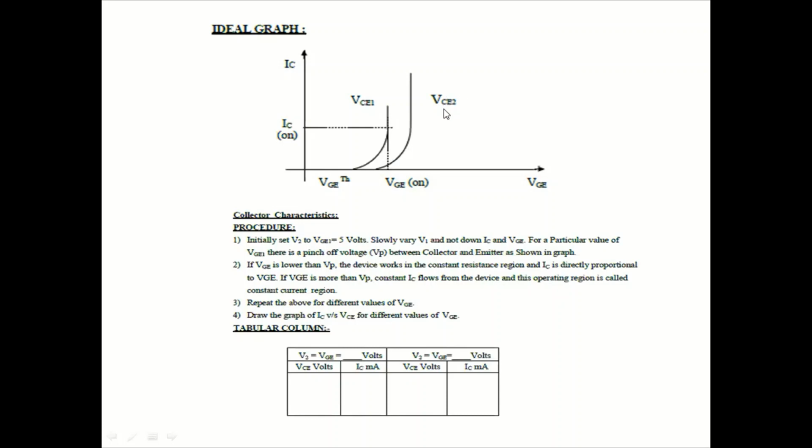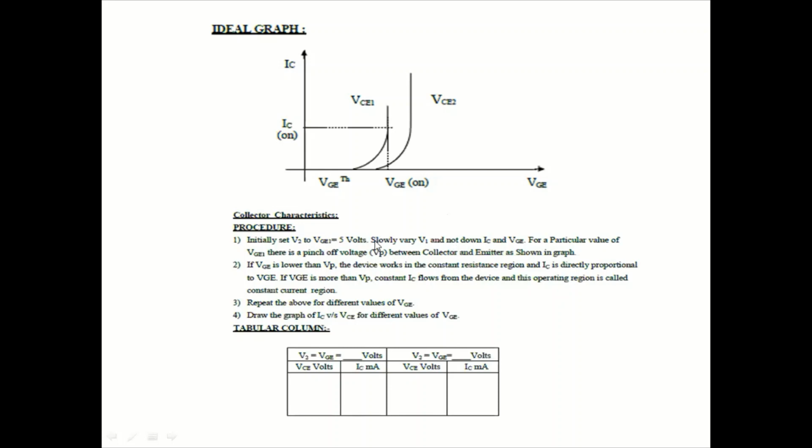One more observation is that if you increase the collector to emitter voltage, you can see that the IGBT will conduct at a lower value of gate to emitter threshold voltage. These two are the observations that you have to make in the graphs.